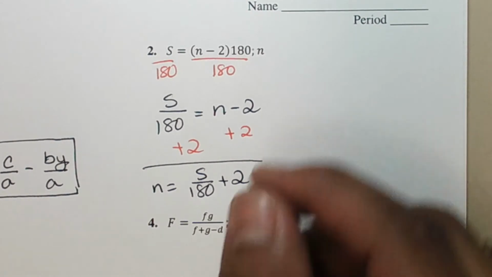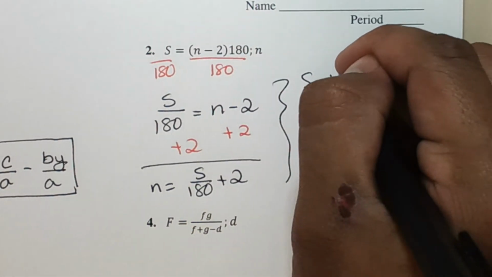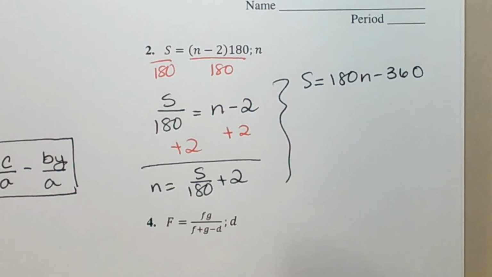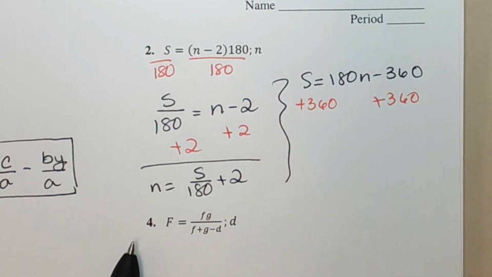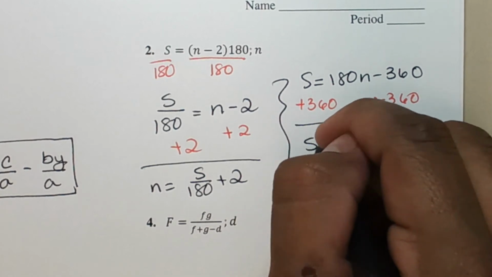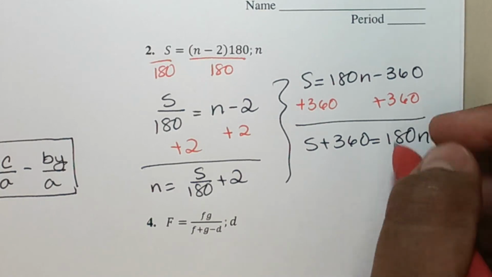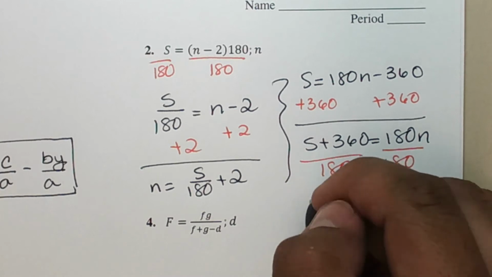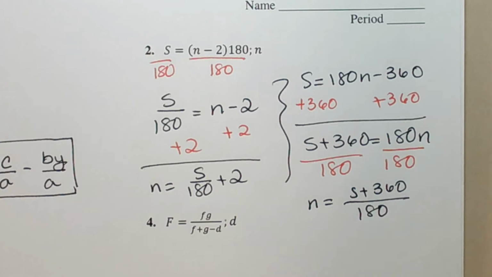Well, again, there is another way you could have solved this. You could have distributed the 180 in and have a basic algebra problem. We would add 360 to both sides. I'll show that work. We get s plus 360 equals 180n, and then divide both sides by 180. So we would end up getting n equals s plus 360 all over 180.